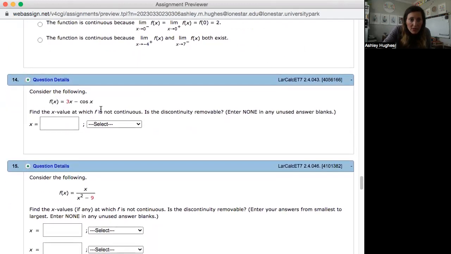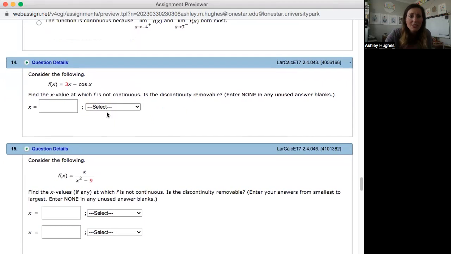Find the value of x at which f is not continuous. So that's always continuous because cosine is continuous and 3x is continuous. So if you add or subtract them, they're continuous. Those are those properties of continuity. So since both of these functions are continuous by themselves, they're continuous when you add or subtract them. So this would be none.